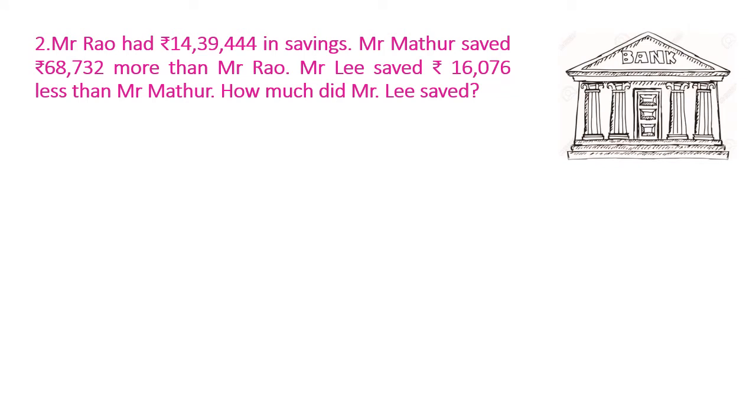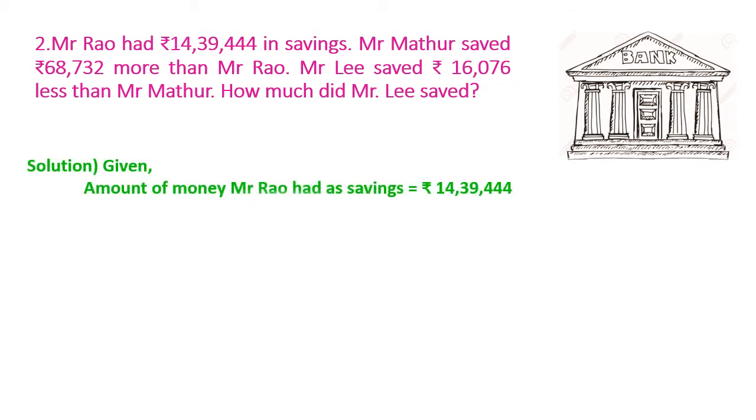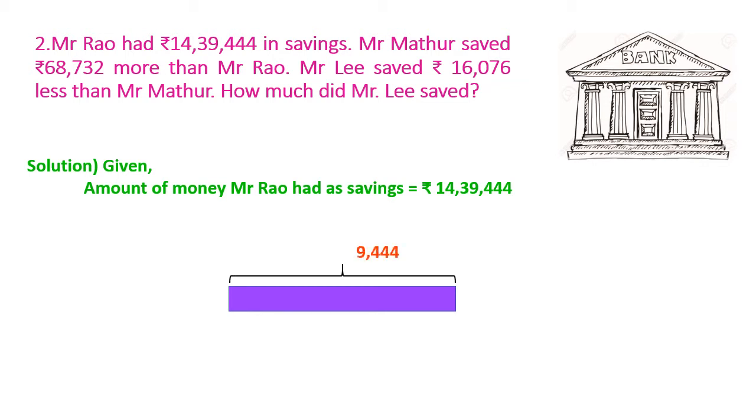How much did Mr. Lee save? Now children, in this question there is a lot of information given. So let us try to sort it out step by step. At first, the information given to us is that the amount of money Mr. Rao had as savings is equal to 14,39,444. Now let us represent this with a bar model. With this purple bar we can represent the amount of money Mr. Rao has, which has a value of 14,39,444.